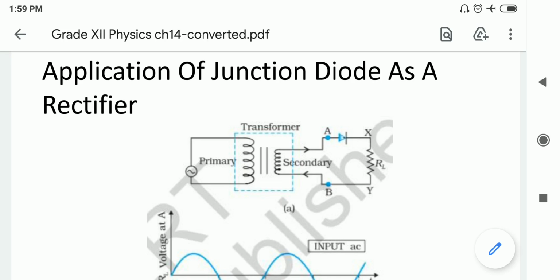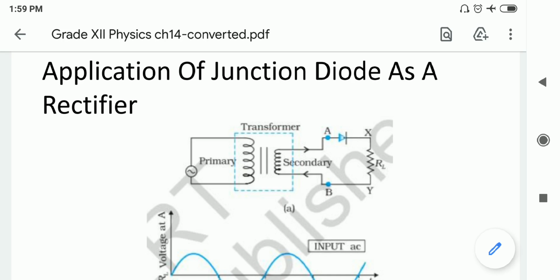The circuit used to rectify the alternating voltage is known as a rectifier. Here in the diagram you can see the circuit known as the half wave rectifier. Here is the secondary winding of the transformer, from which we get the desired AC voltage across points A and B. Point A is connected with the P type of the diode, and the N type of the diode is connected via a load resistor to point B.